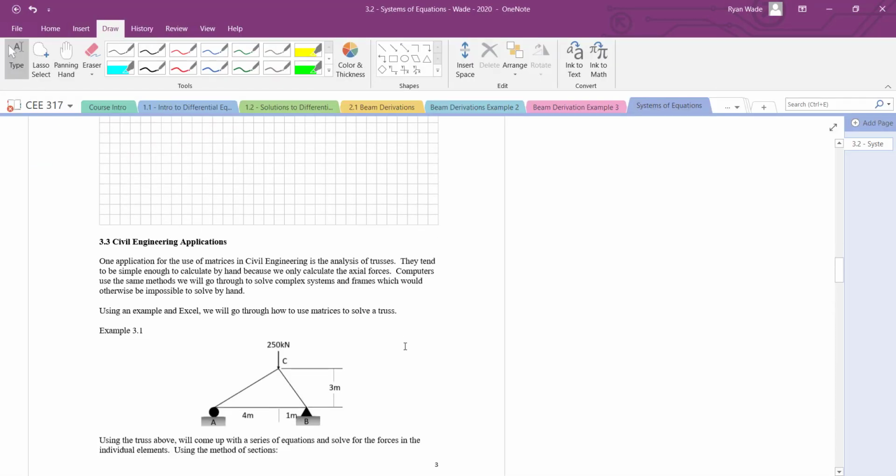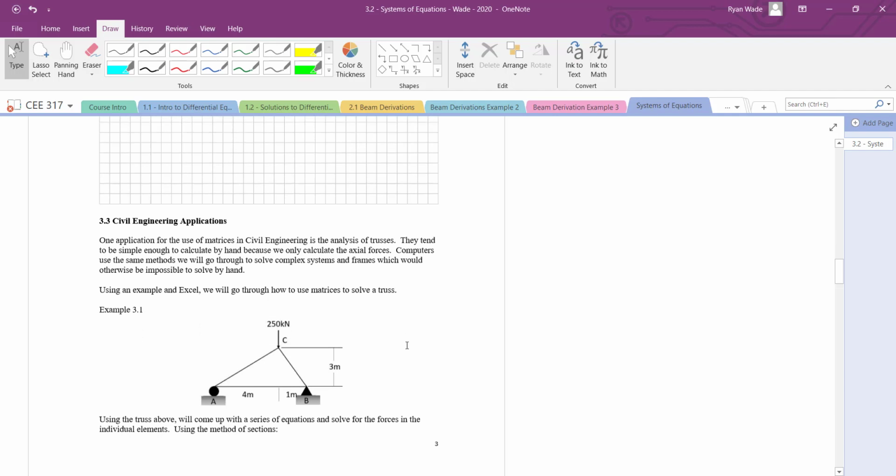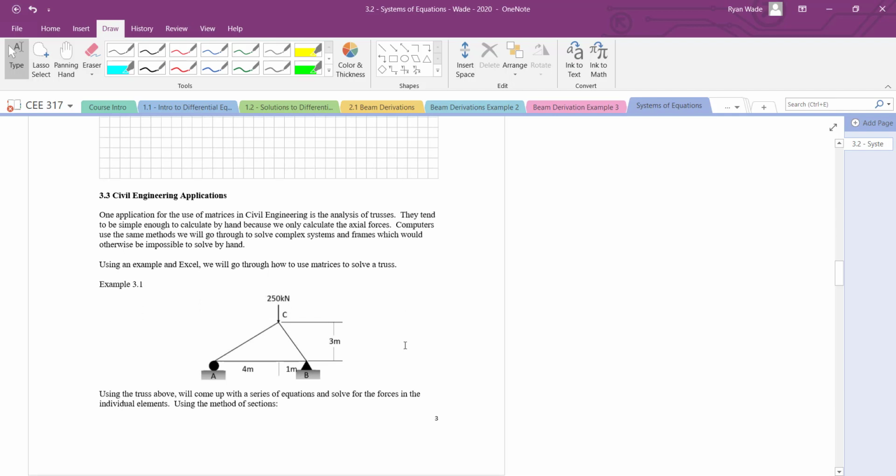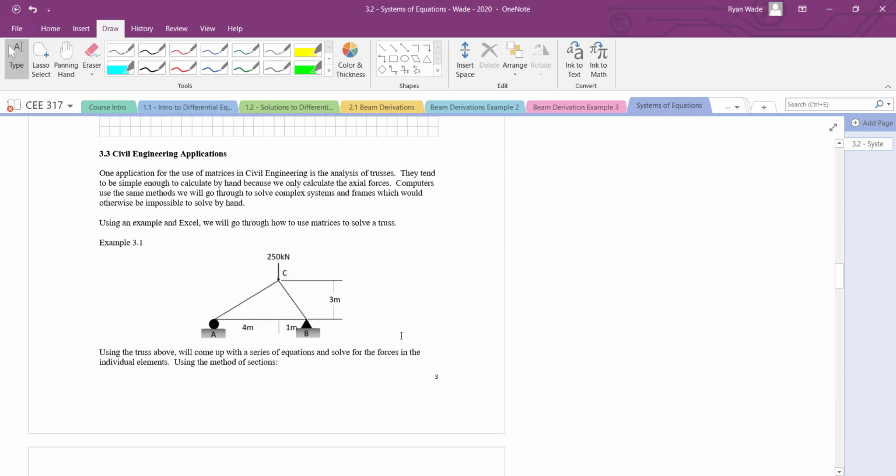Now I'm going to go through a civil engineering application. So one of the applications that we can use our matrices for is to solve for a truss. The nice part about a truss is it only loads axially, right? So we're only dealing with one force for each of these, right? So P1 is equal to P1, either in tension or compression.